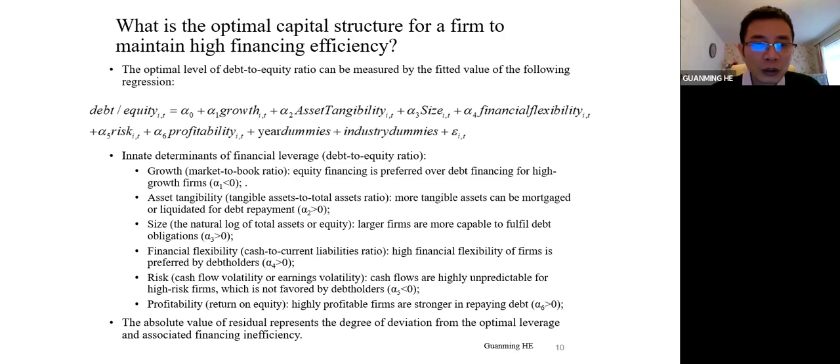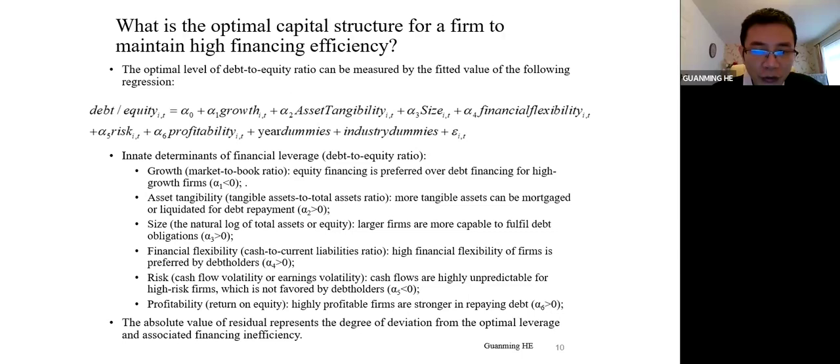First is the growth prospect of the firm, measured by the market-to-book ratio. Second is the asset tangibility, measured by the ratio of tangible assets to the total assets of the firm. Third is the firm size, measured by either the natural log of total assets or equity. Fourth is financial flexibility, measured by the ratio of cash to current liabilities.